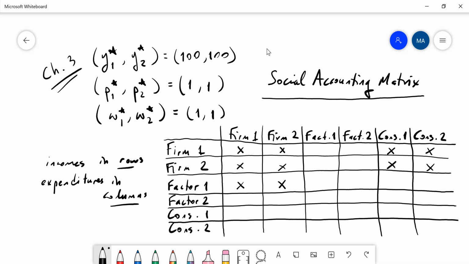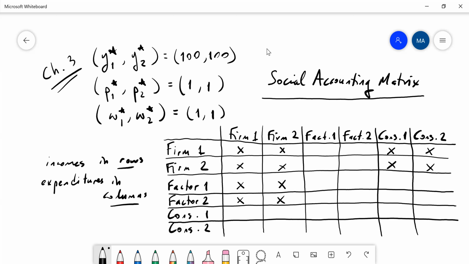Okay? And the similar thing is also true for factor 2. Why? Because factor 2 is going to be purchased by firm 1. So firm 1 pays for factor 2, and firm 2 will also be paying for factor 2. So factor 2 incomes will be originating from firm 1 and firm 2. Okay?